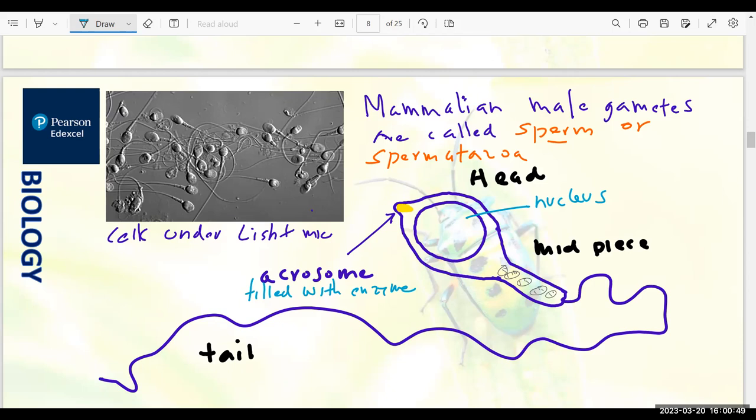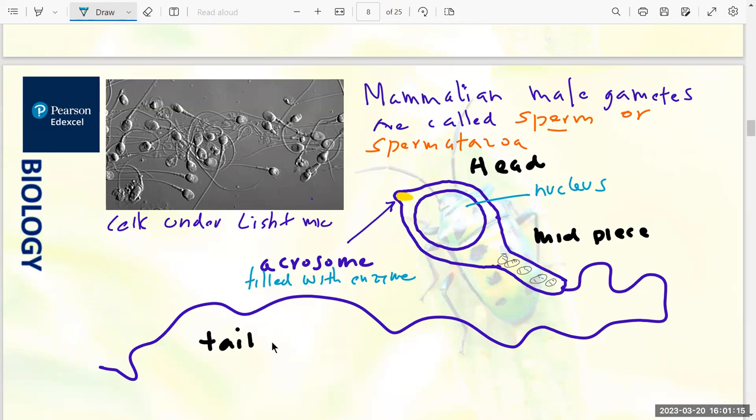Right, so these cells are quite smaller than the ovum. The sperm cell is very small compared to the ovum, and another thing is the tail, which is also called flagellum. So this helps to swim. So flagellum is important for swimming.